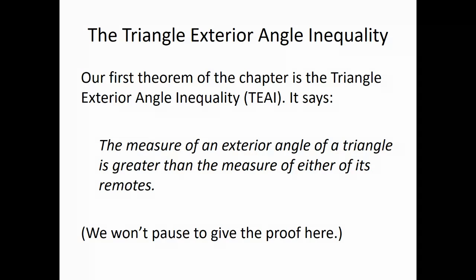I believe it's the first of our theorems, or perhaps the second, that gives us not an equation, but an inequality instead. And what it says is that the measure of an exterior angle of a triangle is greater than the measure of either of its remotes. Not greater than the sum of its remotes, but rather, if you compare it first to one of its remotes, it is greater than that remote. And then if you compare it to the second of its remotes, it is also greater than that second remote.